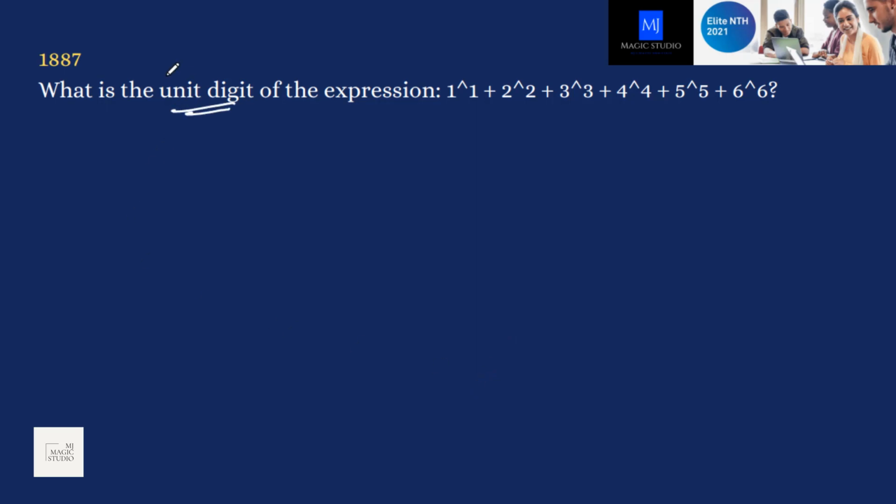What is the unit digit? Now, again, a question from number system. As I've said, out of 16 questions, at least 3 questions we have seen from number system on any screen. What is the unit digit? And it's quite simple. 1 to the power 1, 2 to the power 2, 3 to the power 3, 4 to the power 4, 5 to the power 5, plus 6 to the power 6.